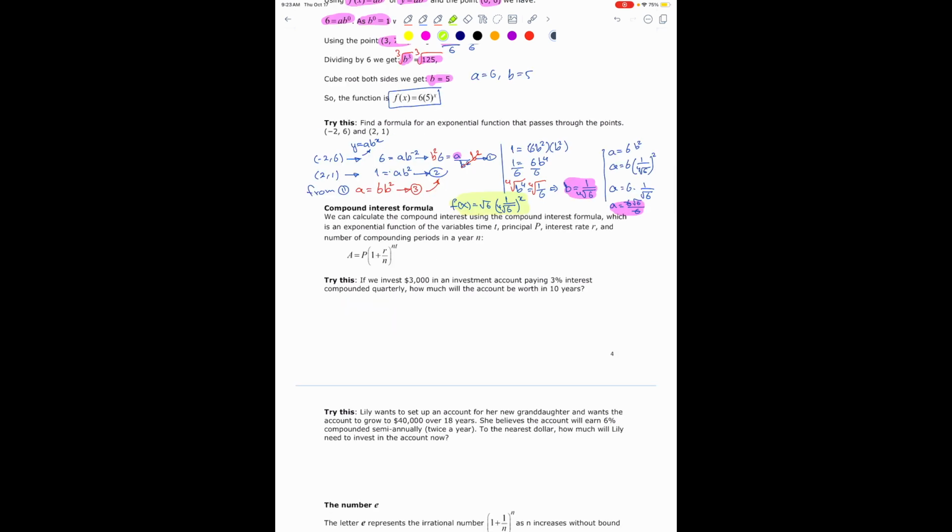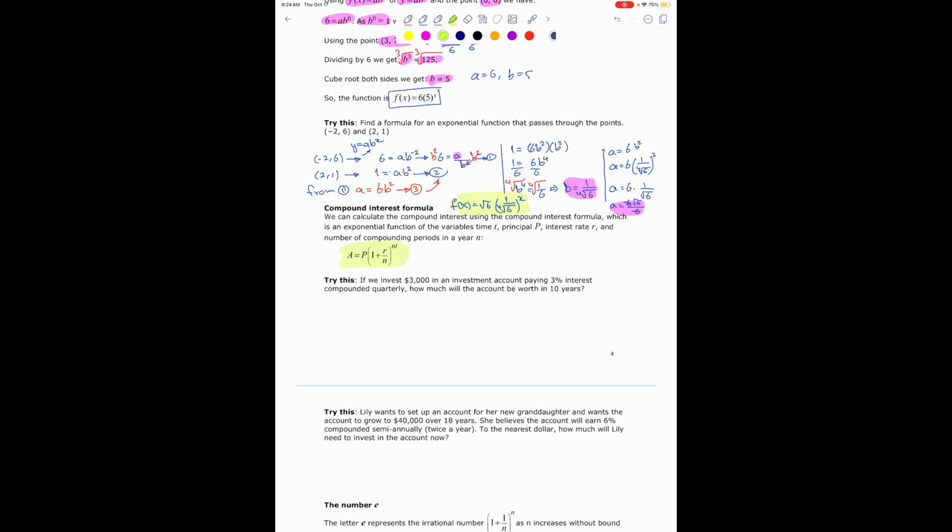One of the applications for exponential functions is the compound interest formula. We can calculate the compound interest using the compound interest formula, which is an exponential function of the variables: t is the time, p is the principal, the interest rate is r, and the number of compounding periods in a year is n. The formula is given by A equals P times 1 plus r over n, raised to the nt power. Let's use this formula in order to solve the next question.